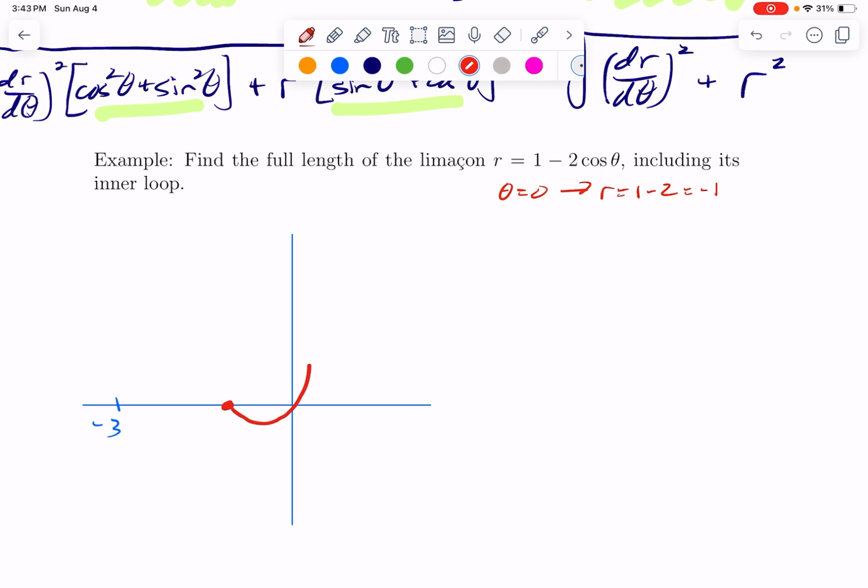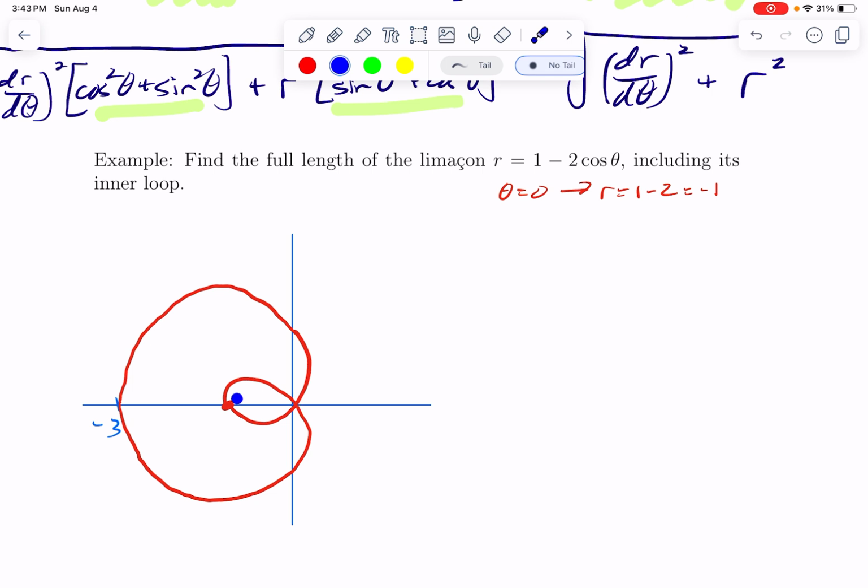Then we get some small positive values. Then as we enter the second and third quadrants, we get big positive values. Then we get small positive values. And then at a certain point, this becomes negative again. But what I want to point out, which is nice, is that in order to draw this entire thing, half of the inner loop, the whole outside, and the rest of the inner loop, we're going from 0 to 2 pi. Very often, if you're dealing with a cardioid or a limaçon, you are just going from 0 to 2 pi to do a full length.